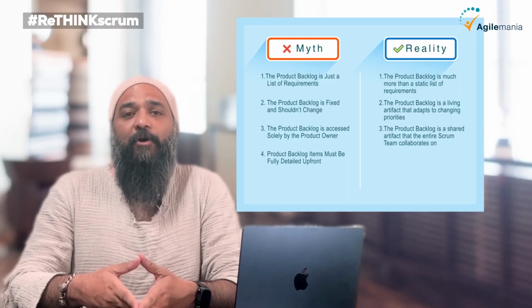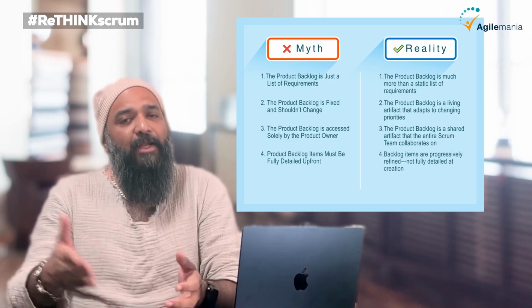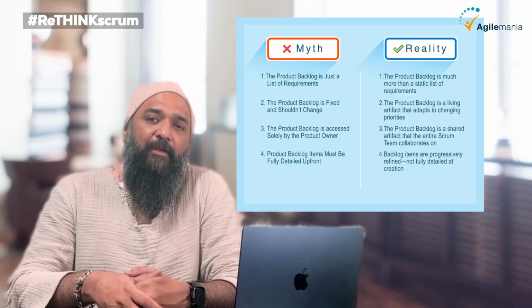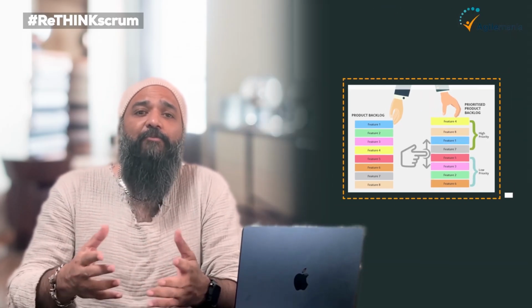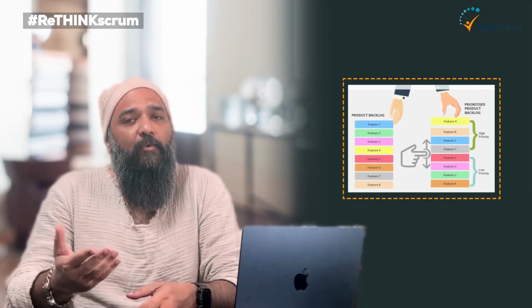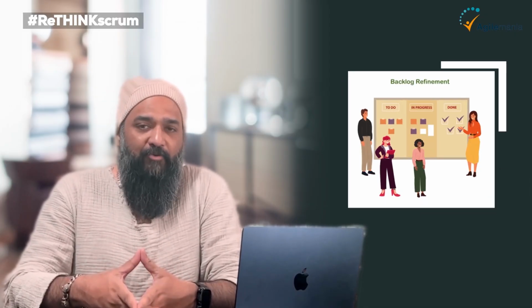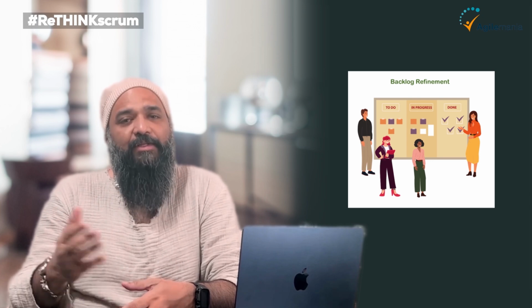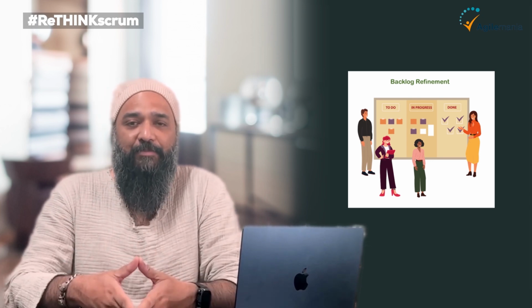Myth 4. Product backlog items must be fully detailed upfront. Reality. Backlog items are progressively refined, not fully detailed at creation. Higher value items are refined and ready for upcoming sprints, while lower value items remain less detailed until needed. Refinement is ongoing, ensuring the Scrum team has enough information to work efficiently while maintaining flexibility.